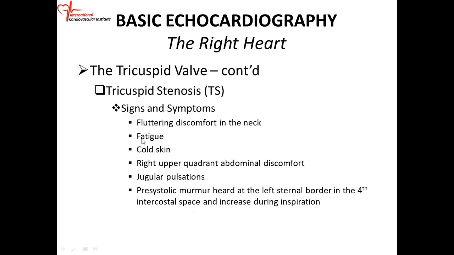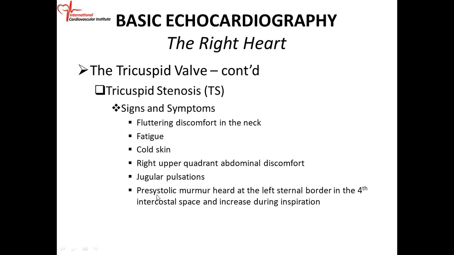Patients will complain of fatigue, okay, cold skin, and right upper quadrant abdominal discomfort, and that is just because the inferior vena cava cannot drain freely into the right atrium, so the liver becomes engorged, and you'll have hepatomegaly, that is enlargement of the liver, and it will be tender. Okay, so right upper quadrant abdominal discomfort, and jugular pulsation and jugular distension.